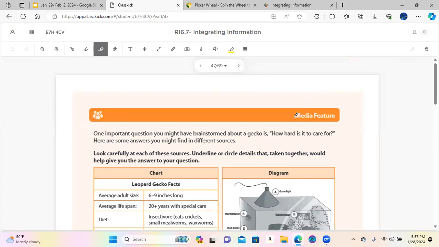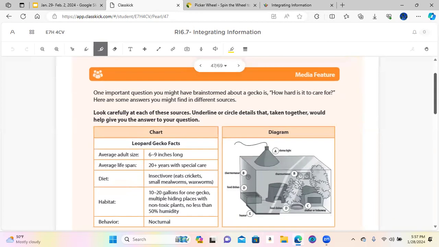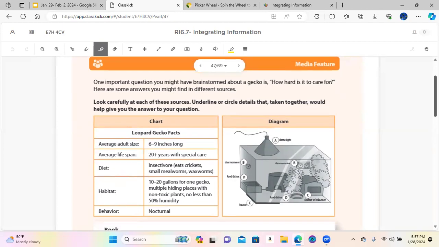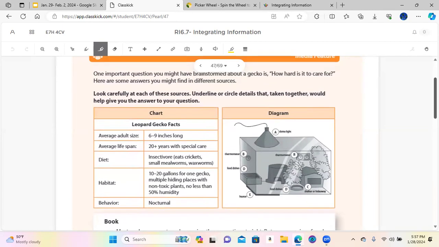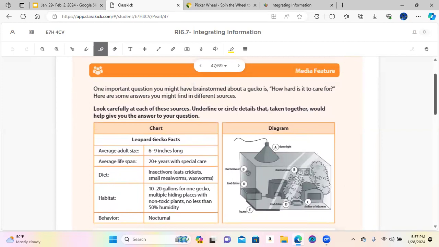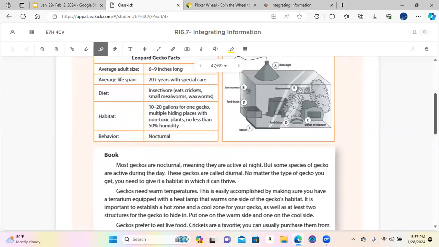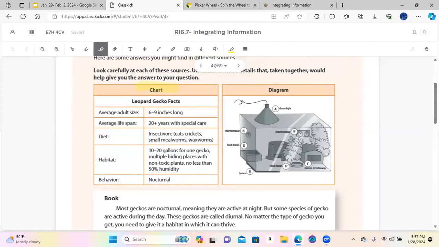All right, one important question you might have brainstormed about a gecko is, how hard is it to take care of a gecko? Here are some answers you might find in different sources. So look carefully at each of these sources. Underline or circle details that taken together would help give you the answer to your question. So here's a chart. We have a chart and we also have a diagram.